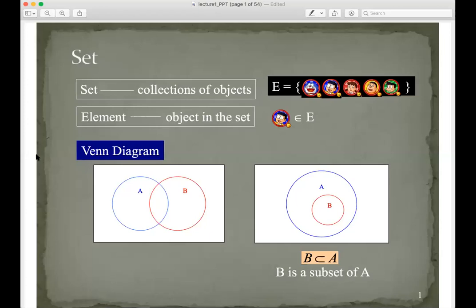Okay, so let's start with the first lecture. I'd like to go with elementary set theory. Let me do the PowerPoint.